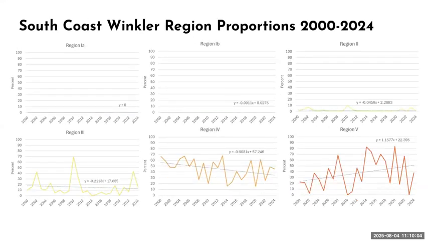Regions 1A and 1B were virtually non-existent in the South Coast, and there was very little of Region 2. Region 3 also showed generally low proportions. However, again, when these regions did spike, it was in 2010 and to a lesser degree 2002. Regions 4 and 5 dominate this area, with Region 5 gradually rising.